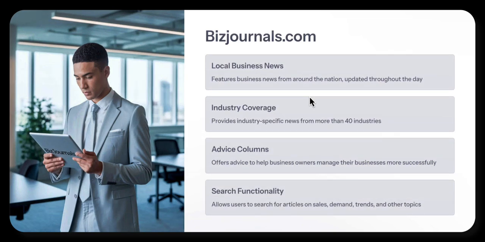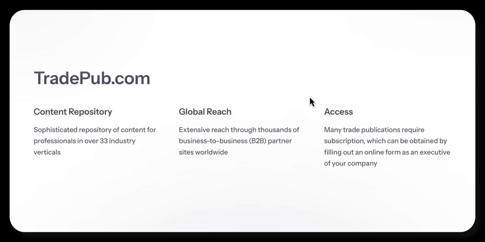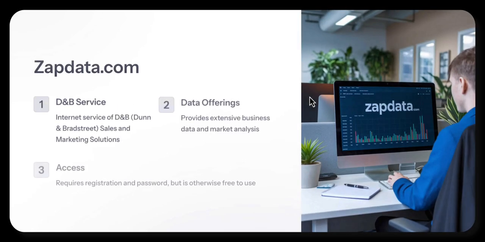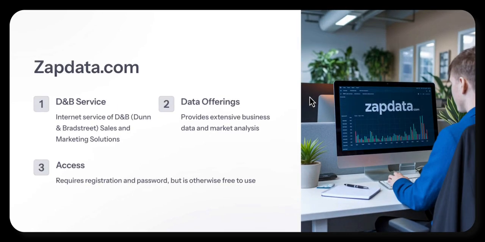Again, bizjournals.com provides industry coverage, advice columns, and search functionality, so you can find information on your industry. Tradepublications.com is a sophisticated repository of content for professionals in over 33 industries. It has global reach. Now, many trade publications require a subscription, so you can get that online, or check if your local library has a subscription, where you can access it for free. Zapdata.com provides information on sales and marketing solutions.